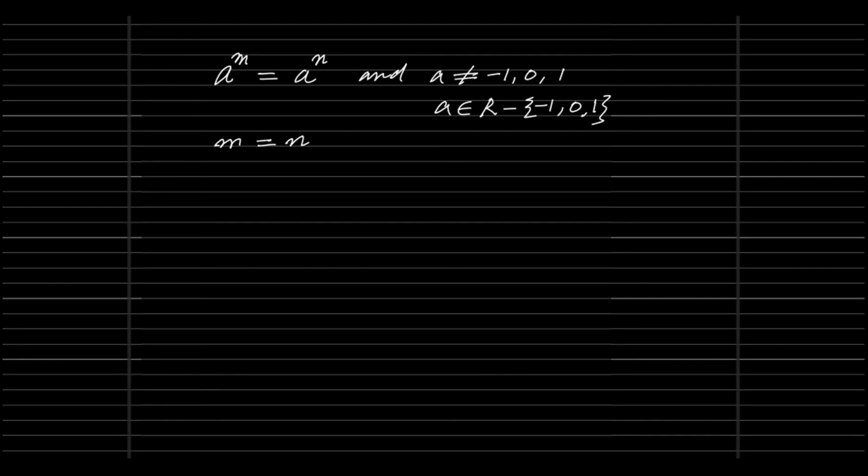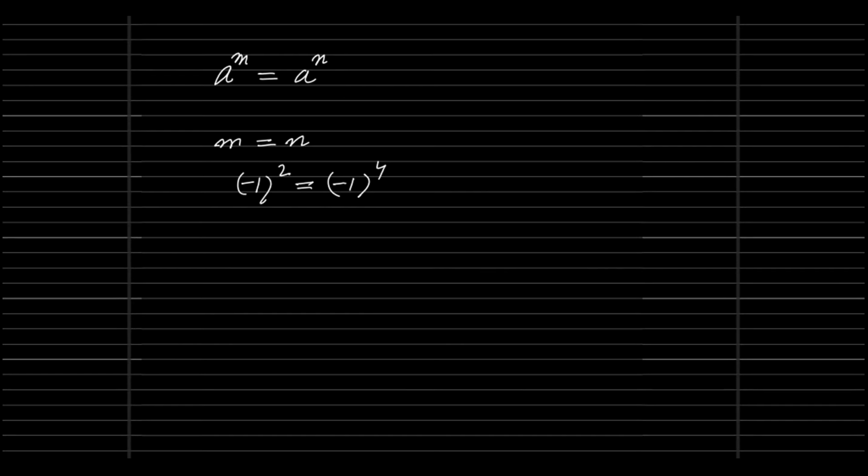So if this complete statement is not understood well, very funny results we can obtain. Suppose this condition is not given with this rule, and only this is written: a raised to the power m is equal to a raised to the power n, it implies that m is equal to n. Then as you see, minus 1 raised to the power 2 is equal to minus 1 whole raised to the power 4. So according to this rule, 2 is equal to 4, which is funny and absolutely wrong. 2 cannot be equal to 4.